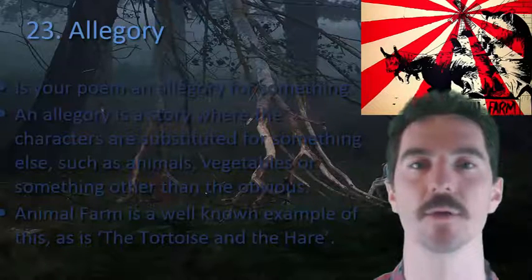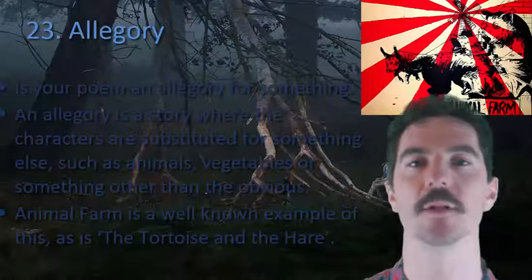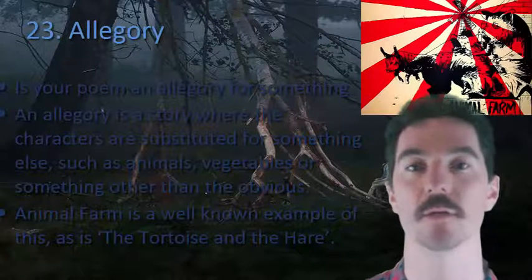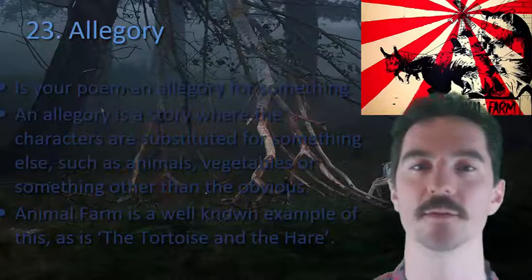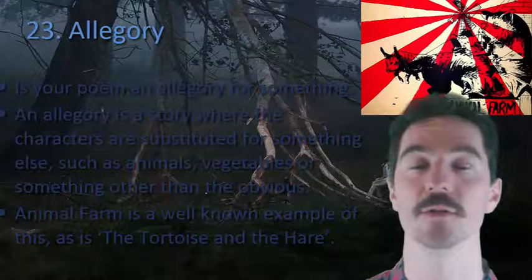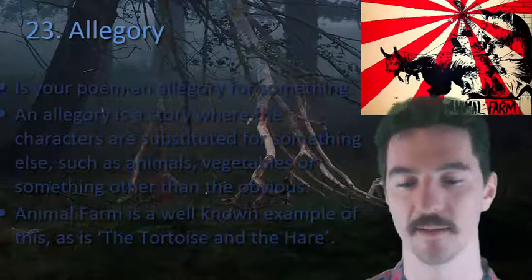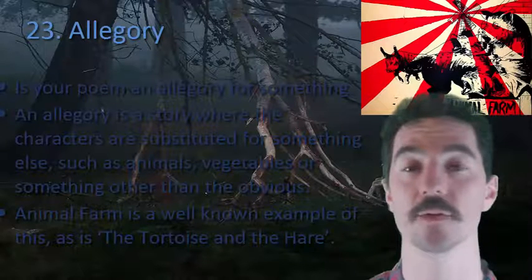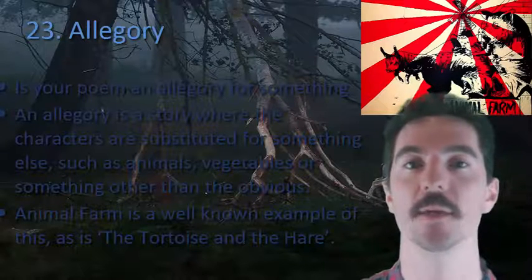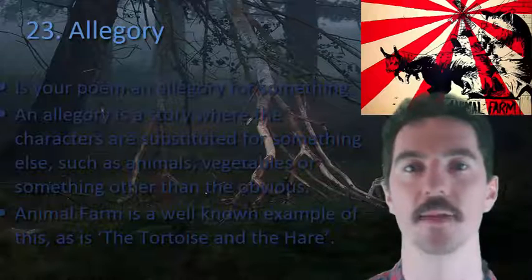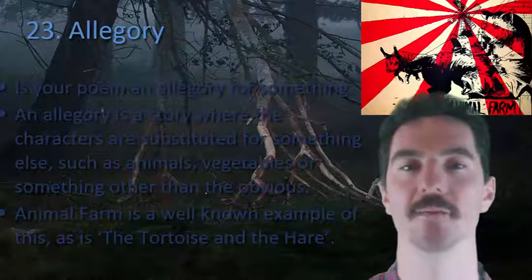23 is allegory. An allegory is basically a symbolic retelling of something through a different guise or a different form. So the most famous example is Animal Farm, which tells the story of communist Russia and how that came and went and the difficulties and issues that arose out of it, but instead is told in the setting of a farmhouse where all the notable people are farm animals.